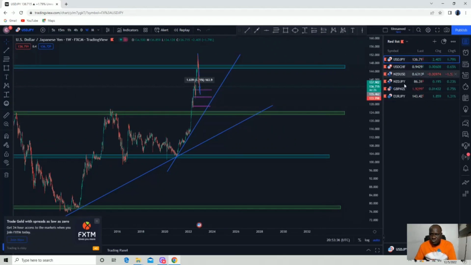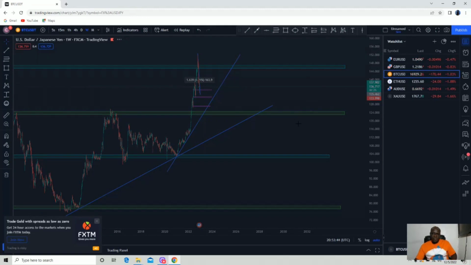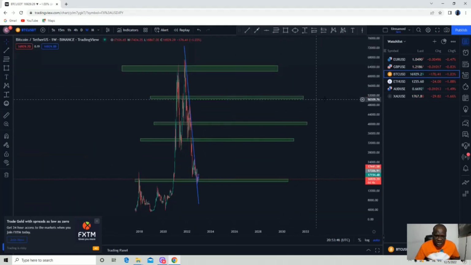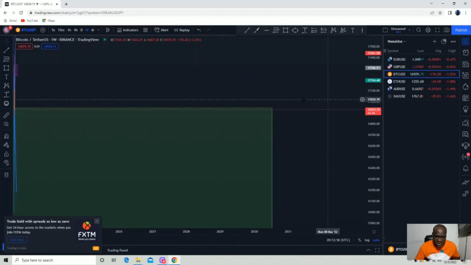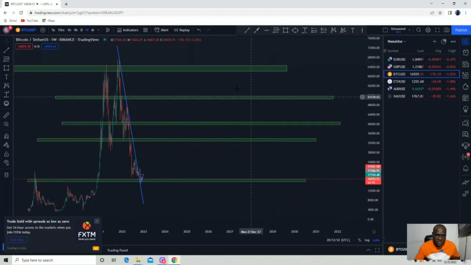So now let's go to BTC and see what happened from the previous chart I drew. So this is the BTC trade from the previous chart. Let's see what happened.